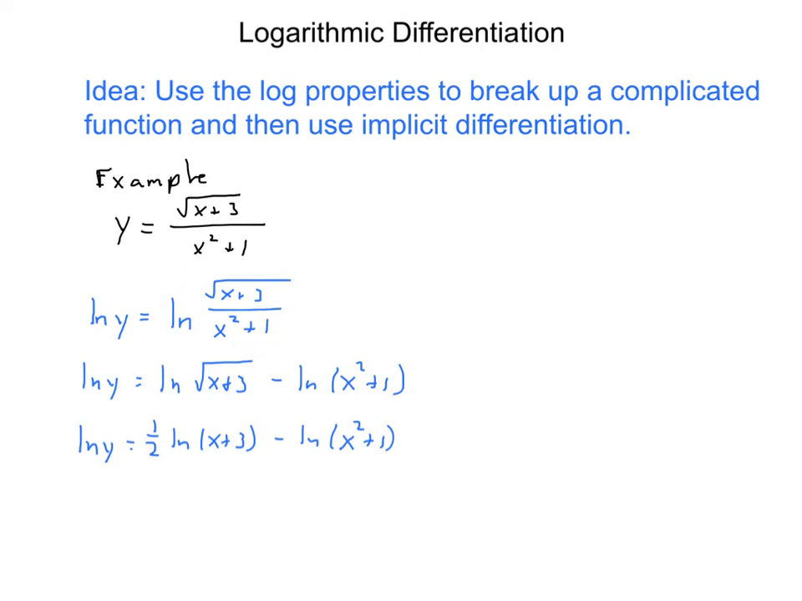So I know that that's going to be the natural log of the square root of x plus 3 minus the natural log of x squared plus 1. And then the natural log of y, bringing down the exponent, is going to be 1/2 ln of x plus 3 minus the natural log of x squared plus 1.